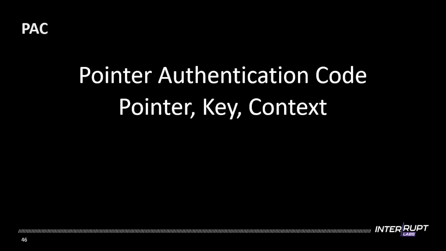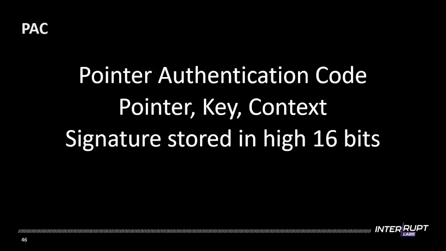A pointer is signed by cryptographically combining the pointer itself, a key (each process has 4 different keys it can use for PAC: an A and B key for instructions and an A and B key for data), as well as some context, which might be like the stack pointer. This is basically something to mitigate the chance of swapping one signed pointer with another. And that signature is stored in the top 16 bits of the pointer, which is fine since generally only 48 bits are used for addressing. When it comes to verifying, the signature is calculated again and compared to those high 16 bits.